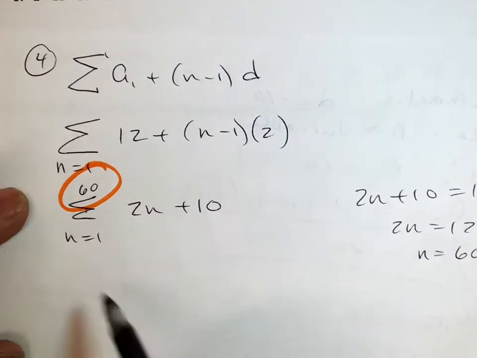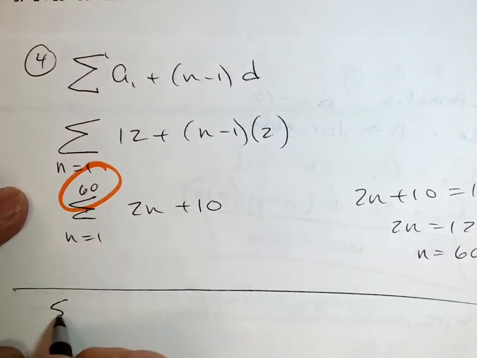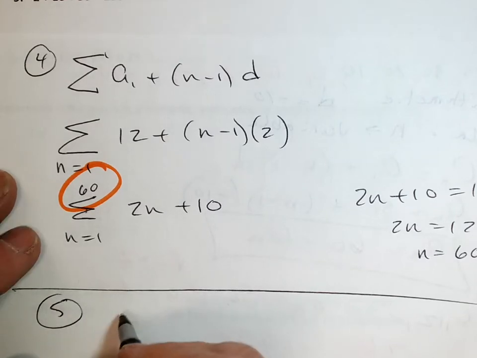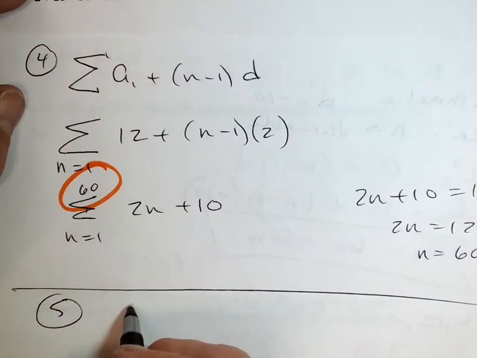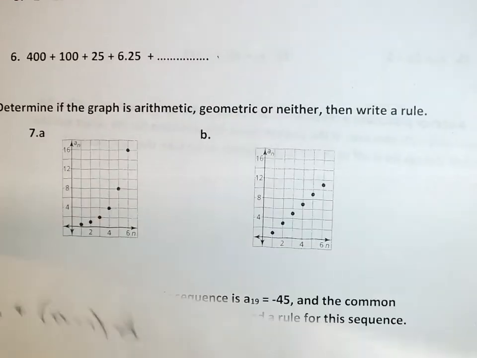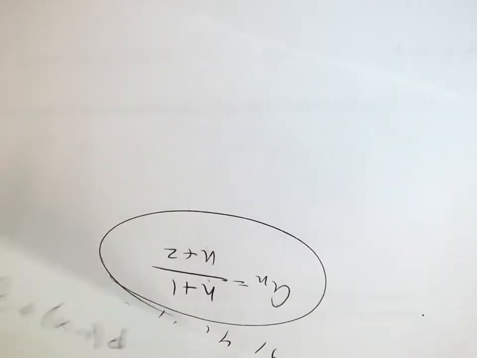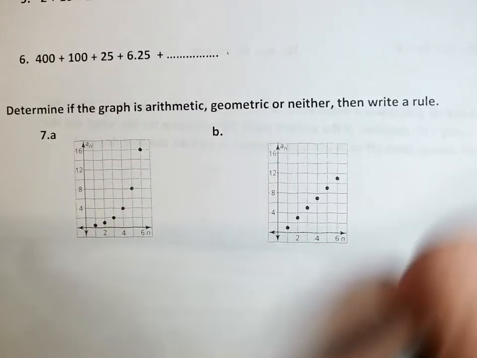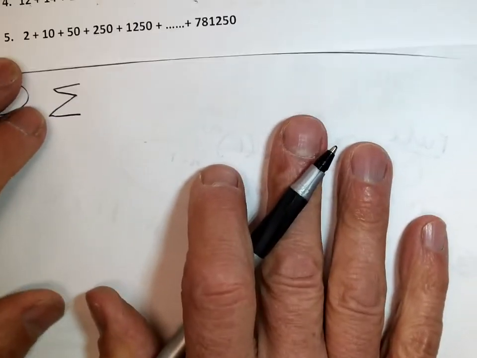Okay, number 5. All right, so 5. Okay, summation notation. I have to start there, okay? Got to start there on number 5, okay? Put this up here so you guys can see it. Give me a second. Okay, there it is. Boom. Okay, got to have that, right?